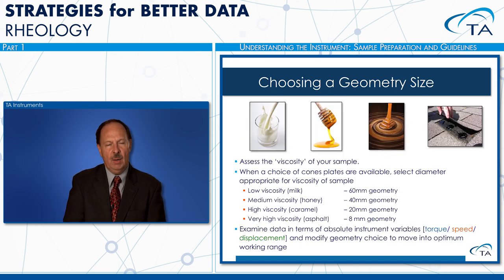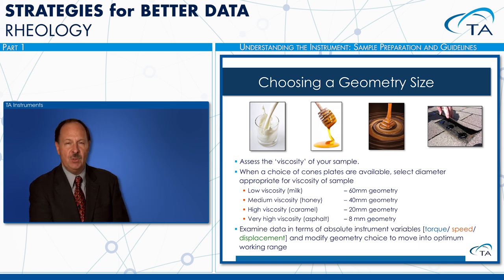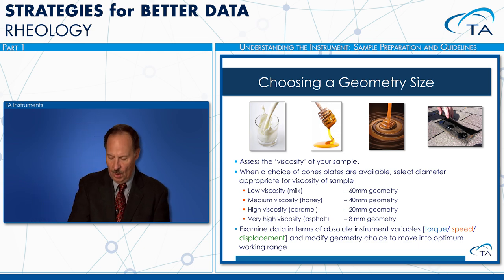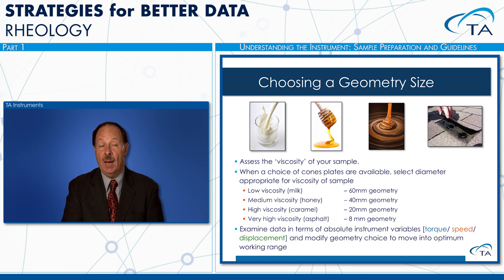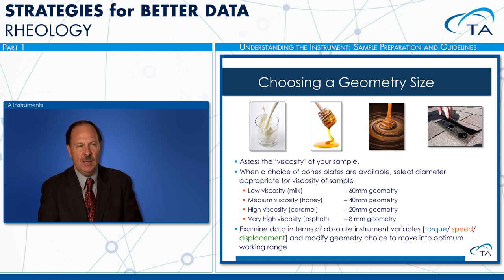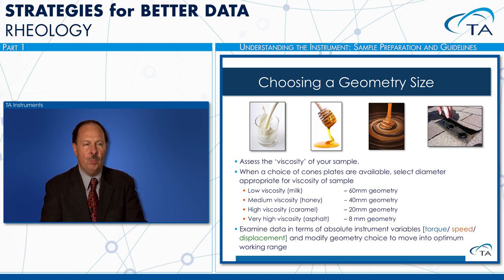Okay, so here are some thoughts on some representative materials that our customers will evaluate on our rheometers. You can look at things and actually get a feel for the viscosity of the material. If it's low viscosity like milk, even olive oil and glycerin, those flow pretty easily. You can run those on a 60 millimeter geometry. As you go a little bit higher in viscosity, a 40 millimeter would be more appropriate.